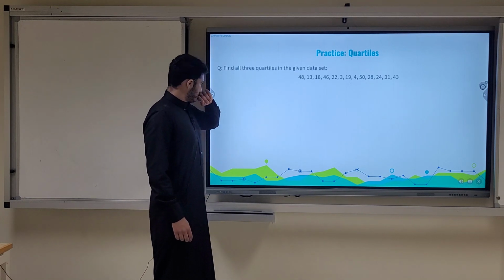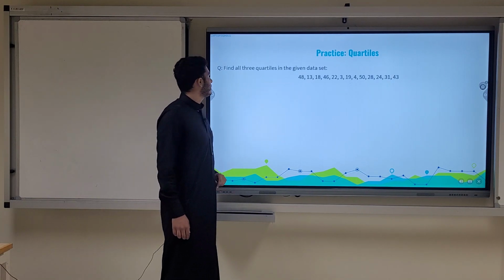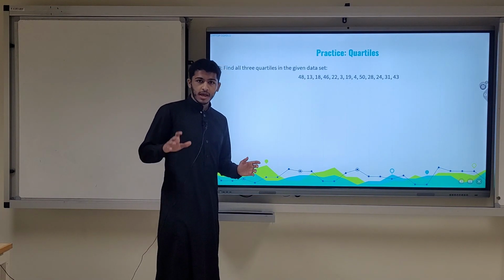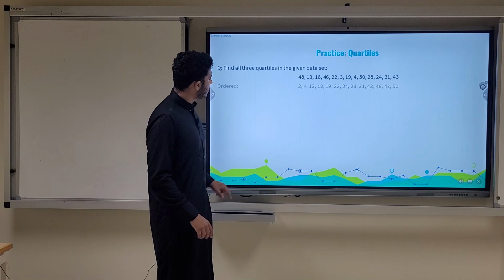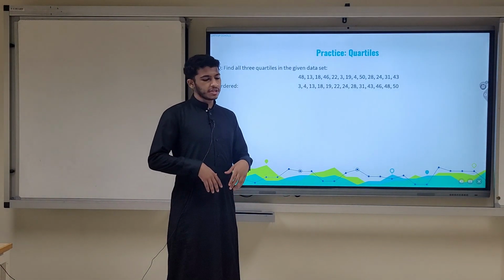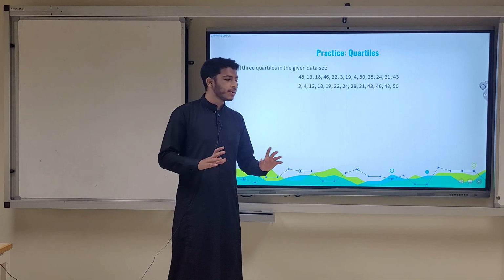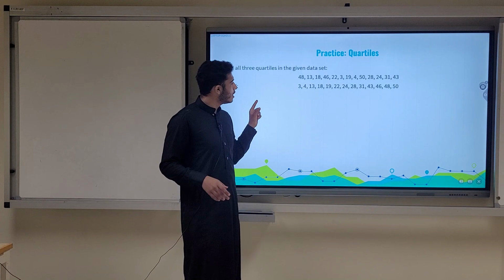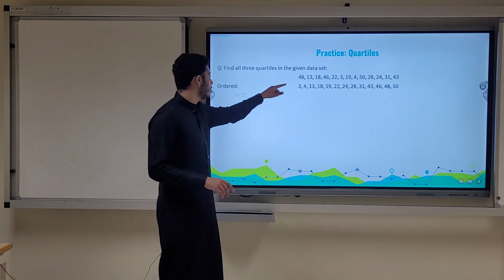We are presented with this data set. If we are trying to find quartiles, the first thing you should do is order. The first thing, always, is to order them. You cannot find the quartiles or the median or the percentiles, anything, with the data jumbled like this. You have to order them ascendingly, from the lowest to the highest.